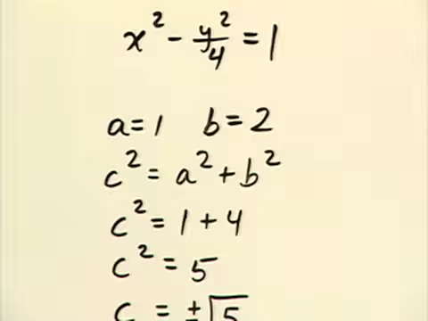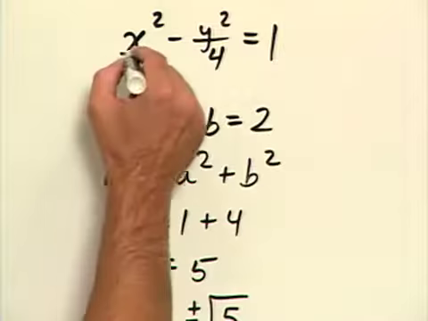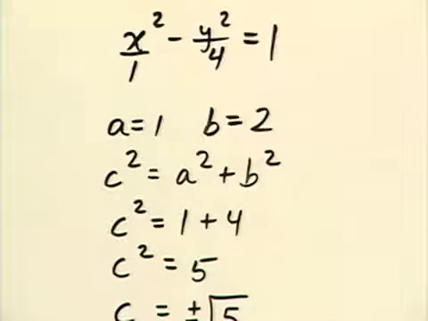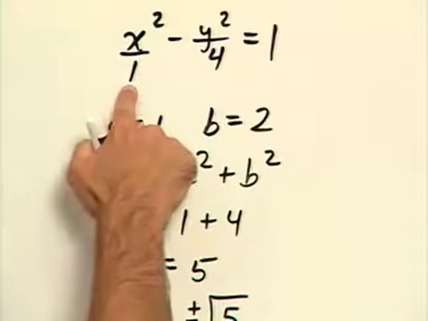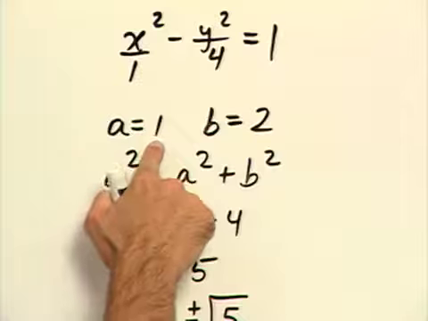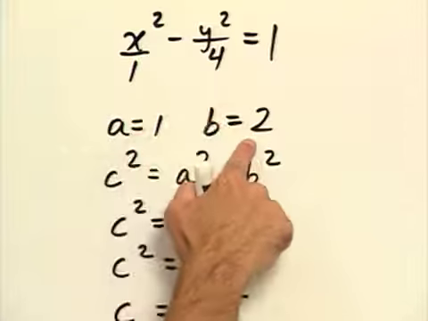To graph this hyperbola, we need to find our vertices, our foci, and also our asymptote lines. So to do that, the first thing that I would do is I'd make this x squared over 1. Now, with a hyperbola, a always comes first. So my a will be the square root of 1, which is 1, and my b will be the square root of 4, which is 2.